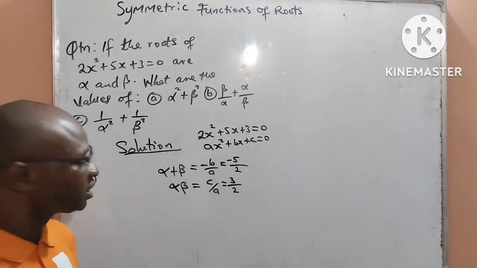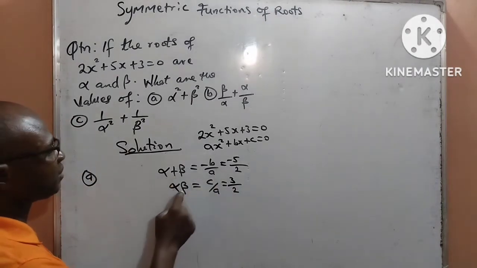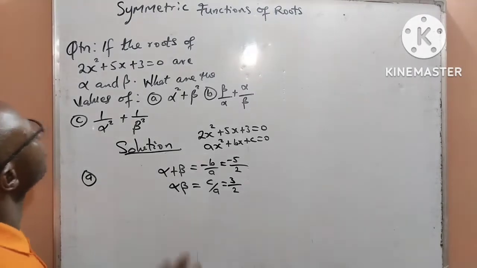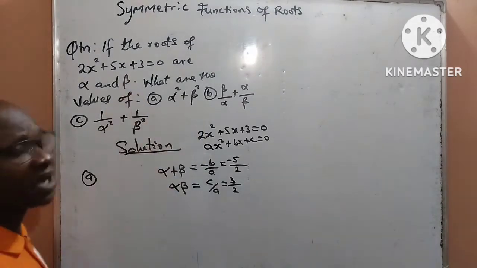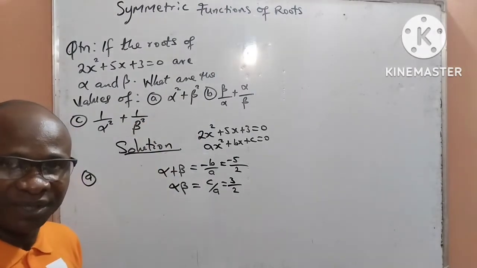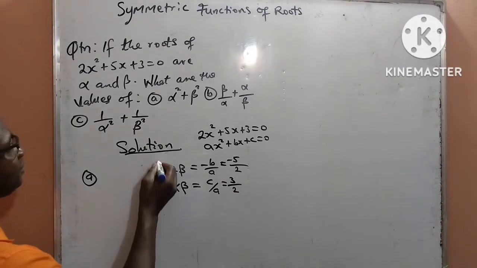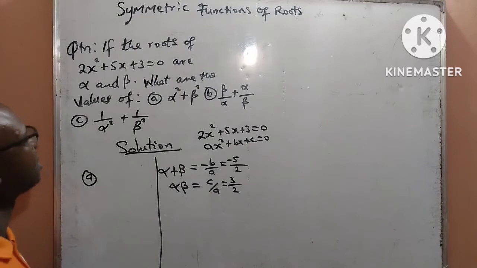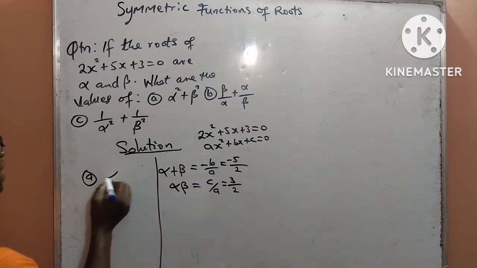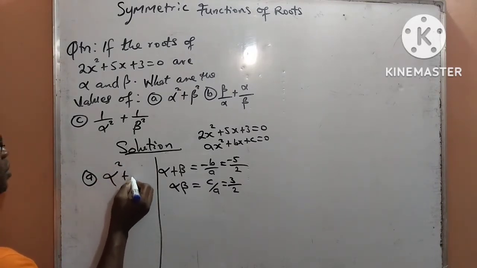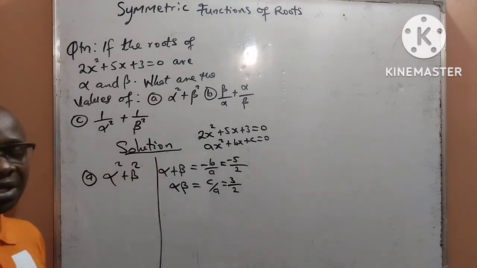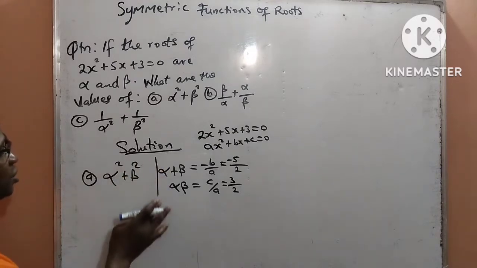Now that we have gotten the sum of roots and the product of roots, we can now go ahead to solve the questions that we are given in question A, B, and C. Then in question A, I am asked to find alpha squared plus beta squared. That is what question A says that I should do.